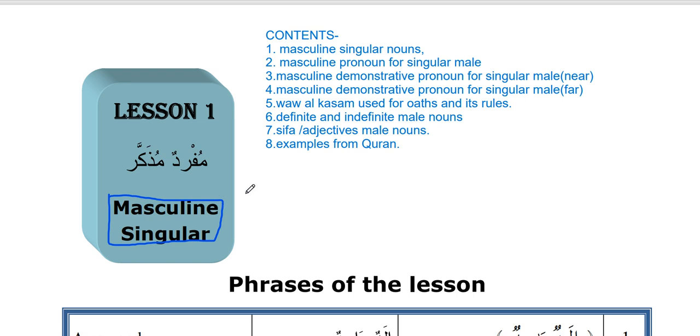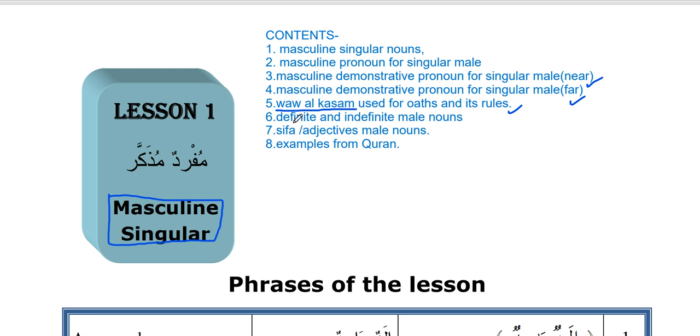And let me just give you a small info on the contents we have in this lesson. We are going to learn about masculine nouns singular, then masculine pronouns for male singular, then masculine demonstrative pronoun for singular, for the near objects and far objects, then wow al qasm. There is a small information on wow al qasm, used for oaths and its rules, how they are used and what they do when they come before a noun. So we will just touch the topic.